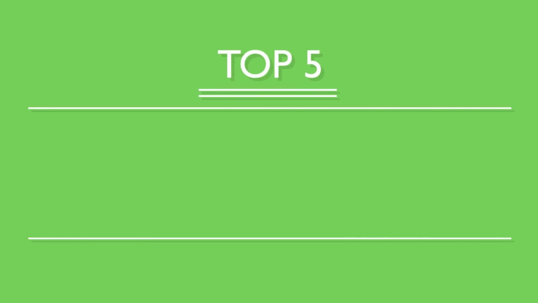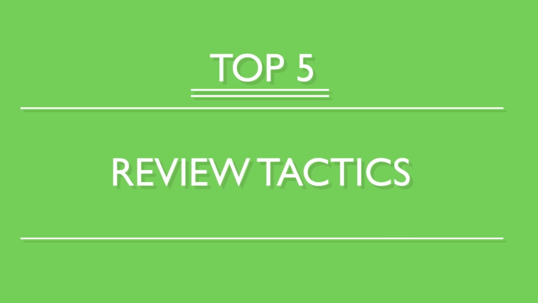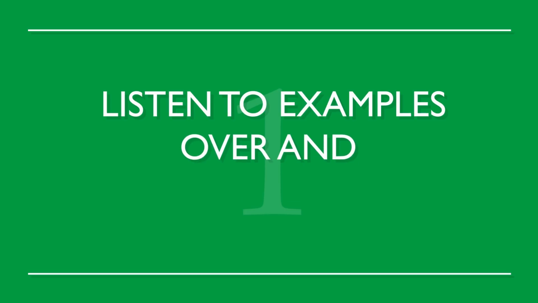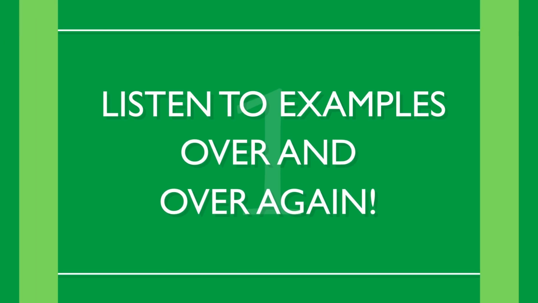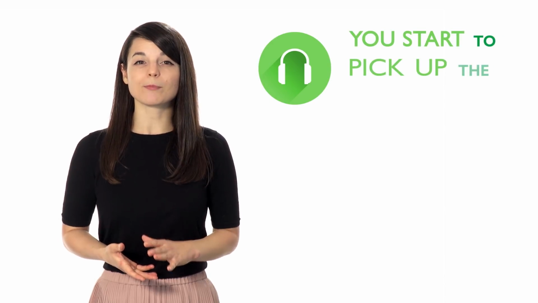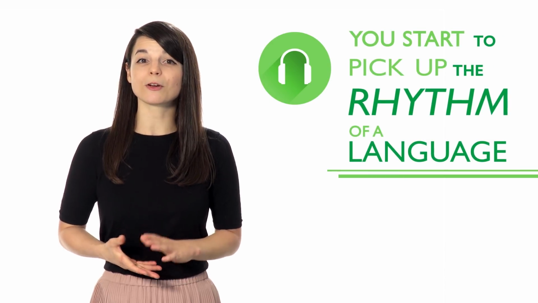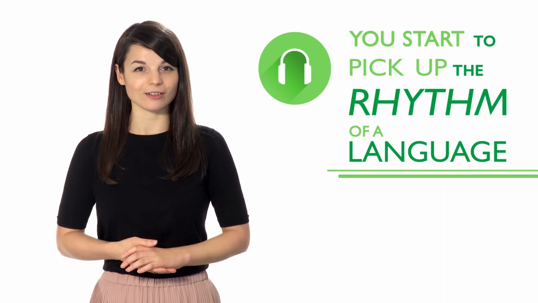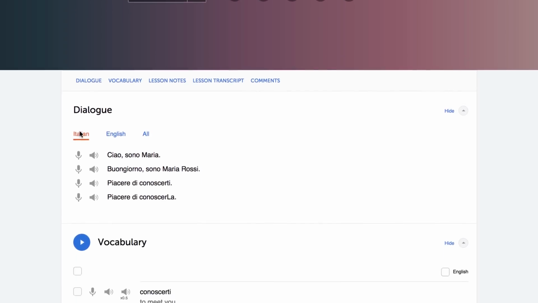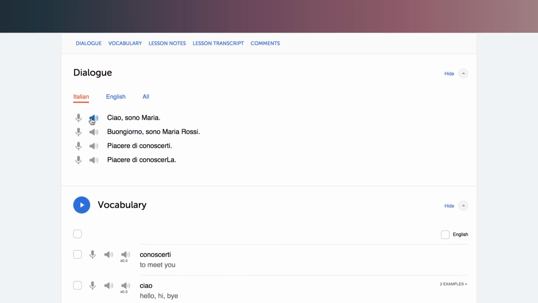Here are our top 5 review tactics. Number 1. Listen to examples over and over again. By listening closely and often, you start to pick up the rhythm of a language, as well as correct pronunciation from a native speaker. Use our line-by-line feature that lets you both listen and read along. Use this tool to practice as much as possible.